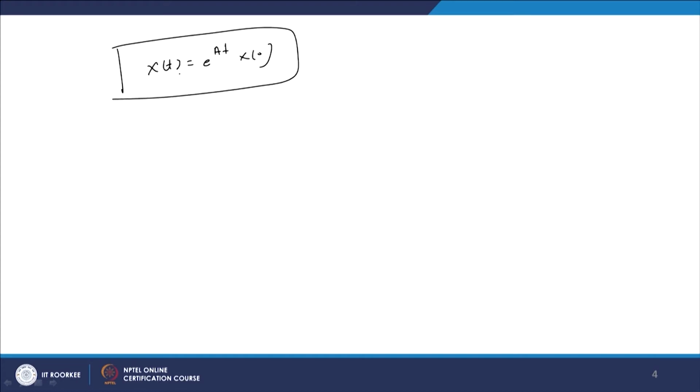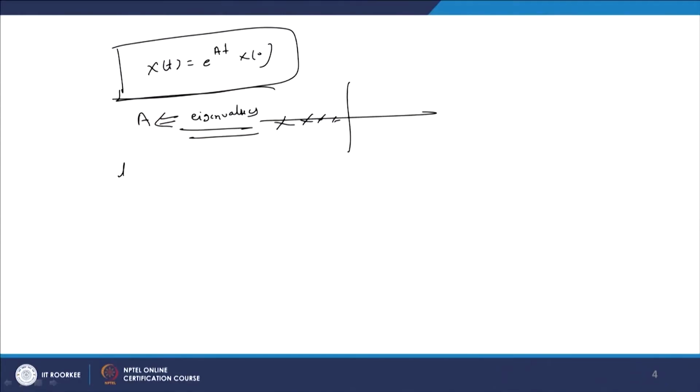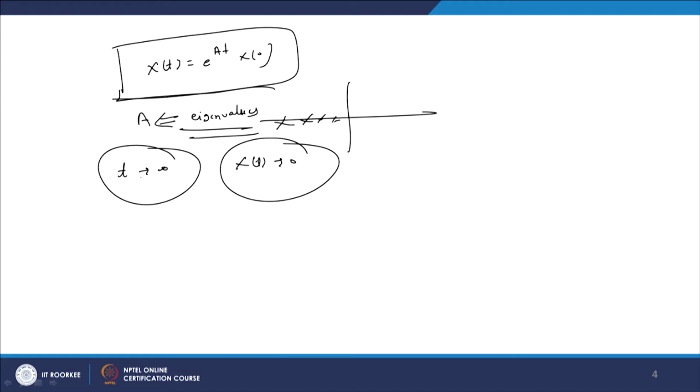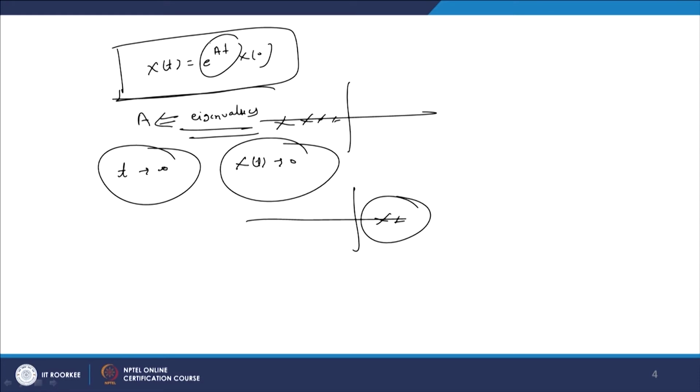See here, in this equation of x of t, if A has eigenvalues on the left hand side of the S plane, that means we can write A in terms of lambda, the eigenvalue, which comes with a minus sign. Then at t tending to infinity, x of t tends to 0, that is a stable system. But if the same A has eigenvalues on the right side of the S plane, then x of t may take very high values, and it moves towards instability. That means from x of t we can also get the information about the stability of the system.